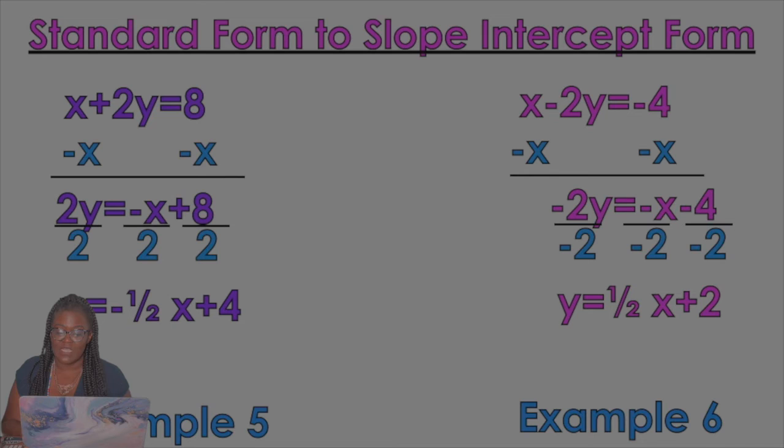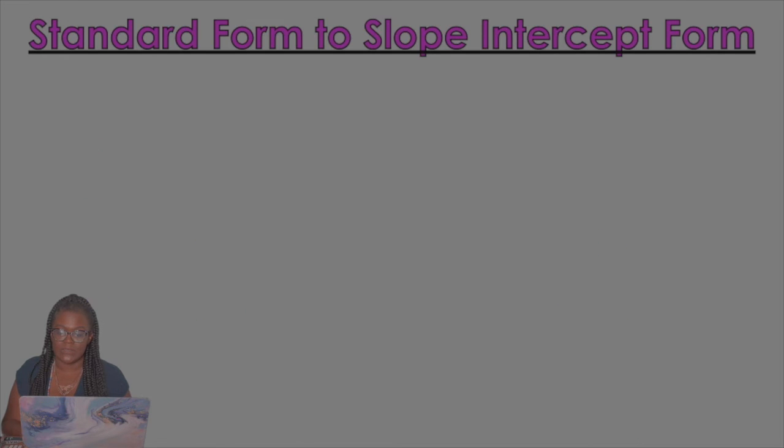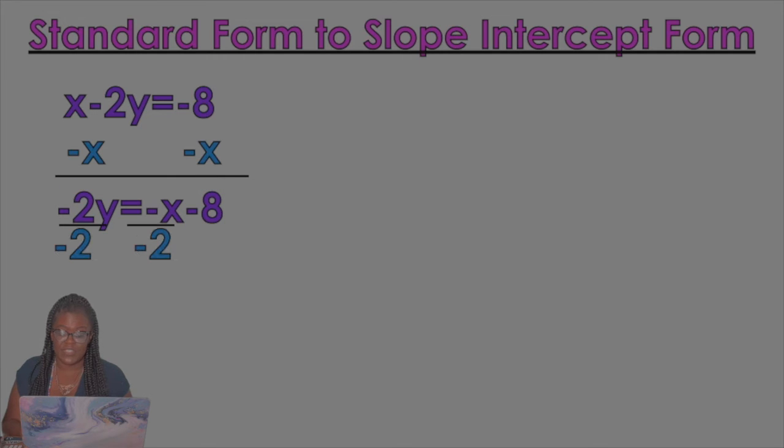Example 5 and example 6. More standard form to slope intercept form. Why do we do this? Because it's such a valuable skill. Okay, so we're going to get rid of the x, divide by the coefficient. That's why I tell my students, get rid of the x, divide by the coefficient, all the time. Remember, negative divided by negative is a positive. So that's how we get positive 1/2, and that's how we also get positive 4.